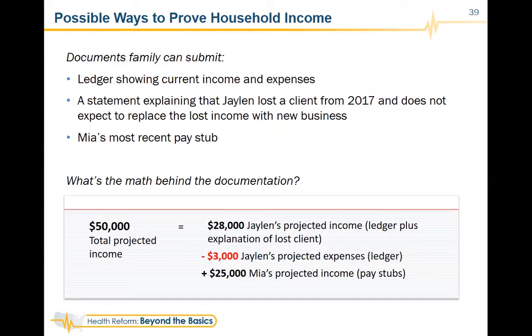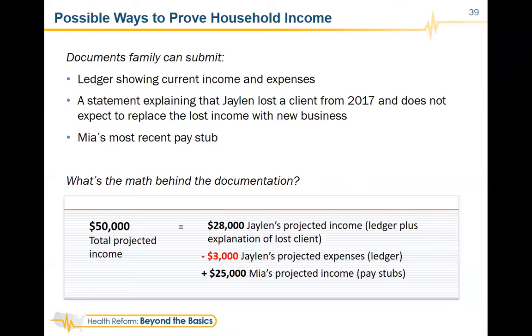So in Jalen's case, what can they submit to show the math of what their projection is? Jalen has a ledger that shows his income and expenses. Now, that sounds complicated and like you should be an accountant to do that, but you don't have to be. This is really just, here's what I expect to get. Here's my expenses that I can take on my tax return, and then here's the difference. So it can be that simple.